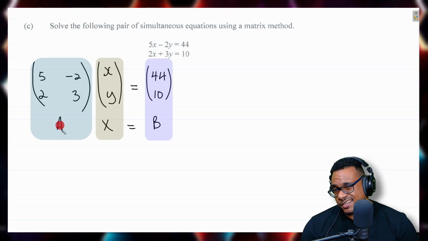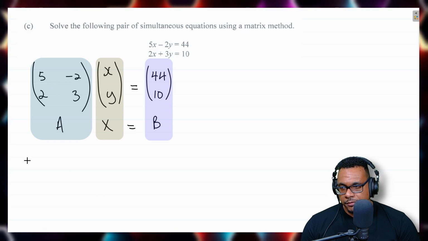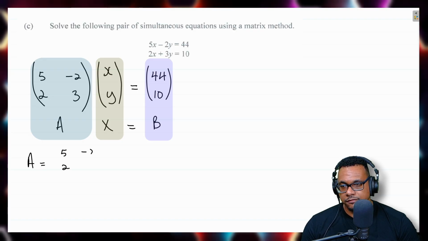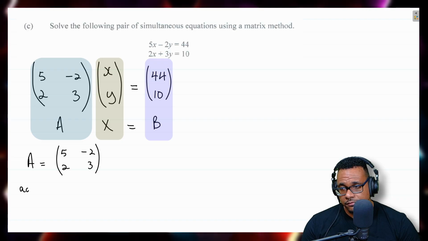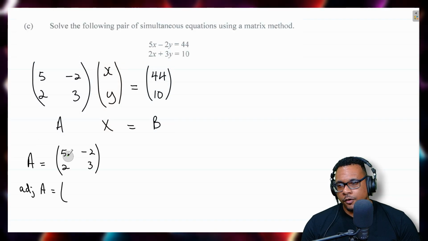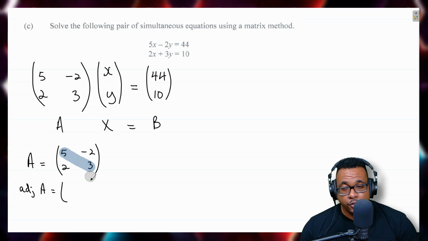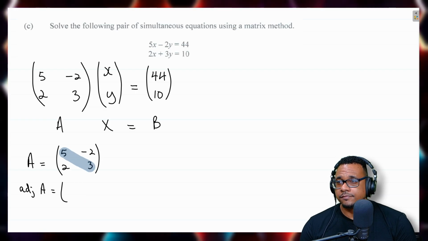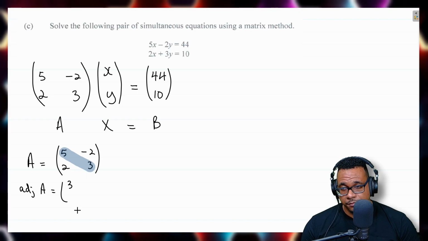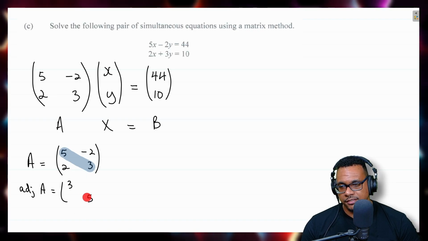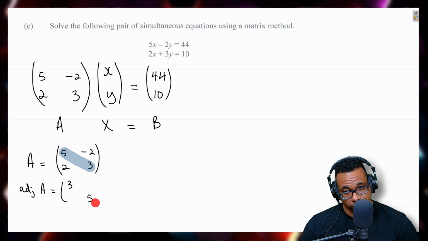So that'll be the inverse of A. So if the matrix A is equal to 5, 2, negative 2, 3, let's get the adjoint of A first. Adjoint of A is equal to, now this 5 and 3 here will be our leading diagonal. So what we want to do is interchange that. So 3 comes on top here and the 5 goes below. So see, interchange 5, 3, 3, 5.